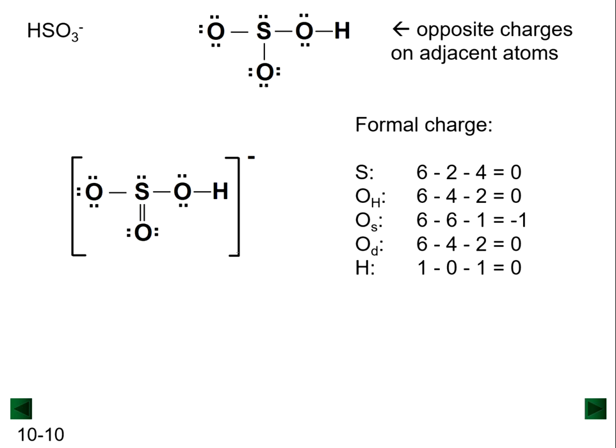we end up with this structure. And for this case now, we see sulfur now has 6 valence electrons minus 2 lone pair electrons minus 4 bonds. Sulfur no longer has a formal charge. The oxygen with a hydrogen bound to it has a formal charge of 0. The hydrogen atom itself has a formal charge of 0. The doubly bonded oxygen now, the one at the bottom, has a formal charge of 0. The only atom with a charge is the singly bonded oxygen, and it has a charge of -1.